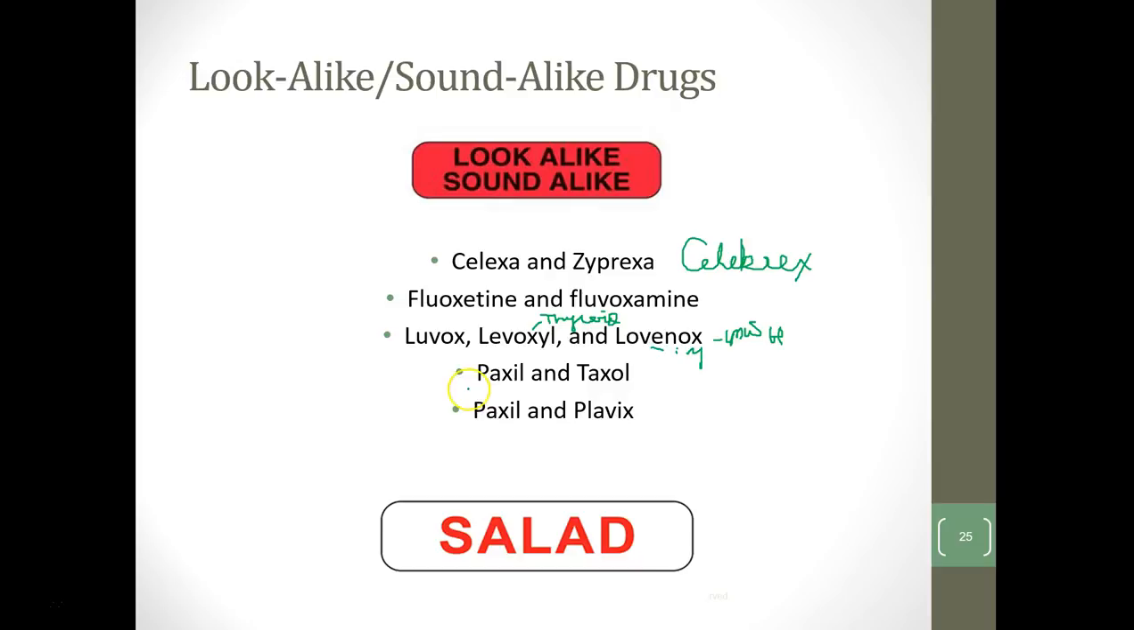So by paying attention to the dosing, Paxil and Taxol, we brought that up in the last chapter, that's a chemo agent. And Paxil and Plavix, and that's an antiplatelet or a blood thinner. Oops, that shouldn't have a T. That's a platelet. So these are your sound-alike look-alike SSRIs.